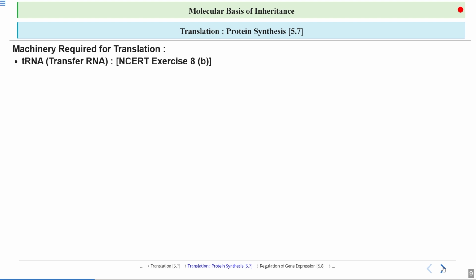Now, we talked about the machinery required for translation. We talked about mRNA. We talked about ribosome. Now it's time to talk about tRNA, transfer RNA. We have studied its structure and its function in the last class, but now we will understand its role in translation as well. From this part, you're going to answer NCERT exercise 8 part B.